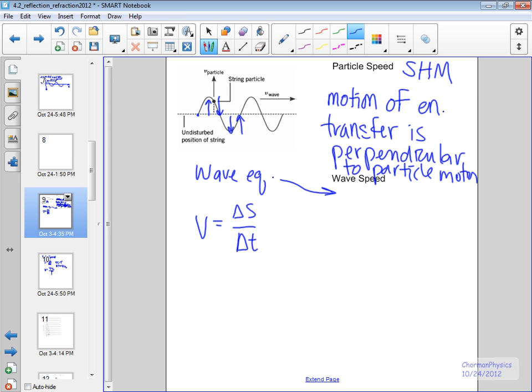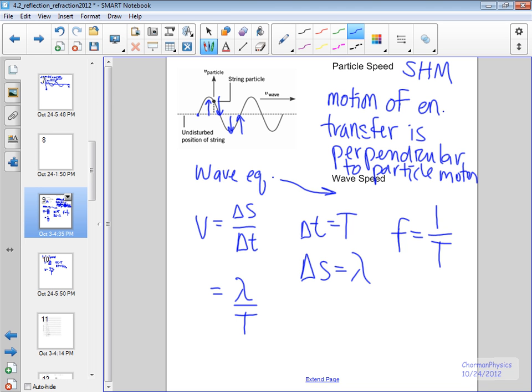Now let's look at the actual speed of the wave. Again, v is equal to delta S over delta T. In this case, we consider delta T the period again, and delta S as the wave moves forward. Once it moves through a time of 1 period, it's going to have moved 1 wavelength. So what we end up with is lambda divided by the period.